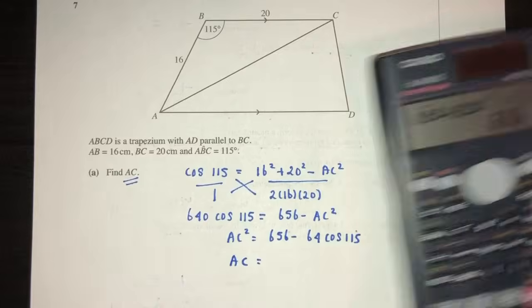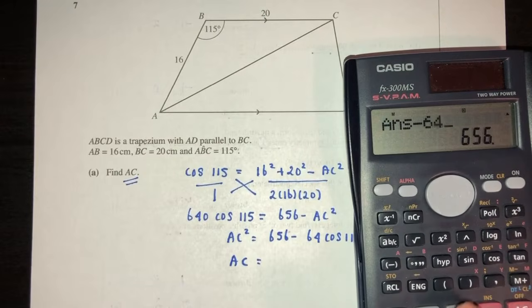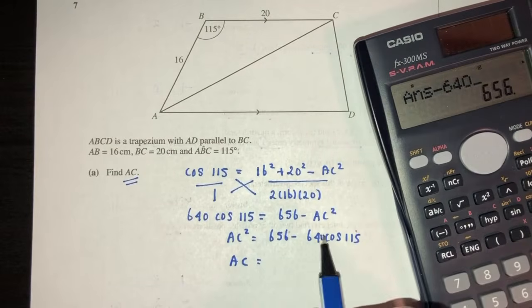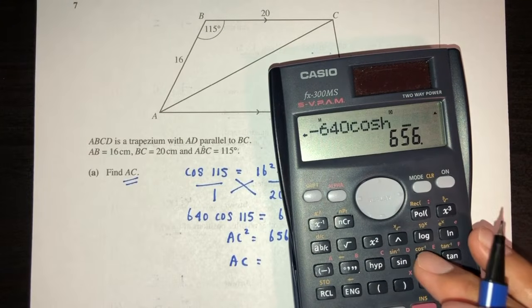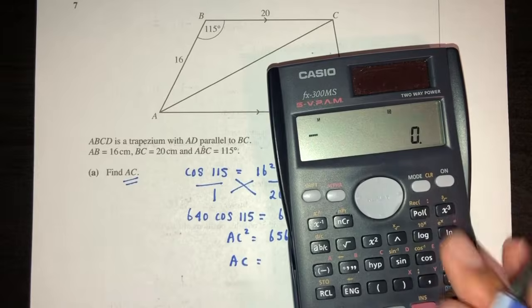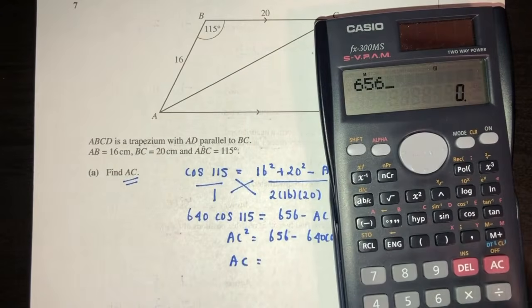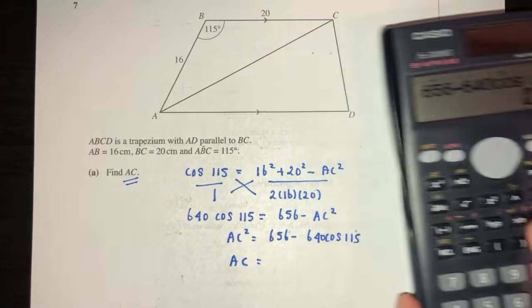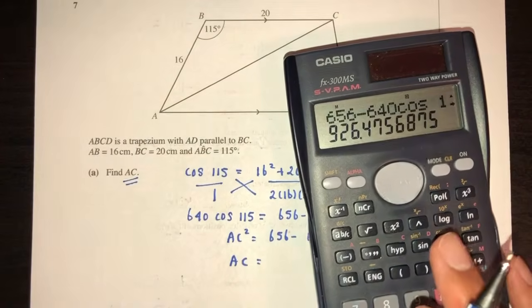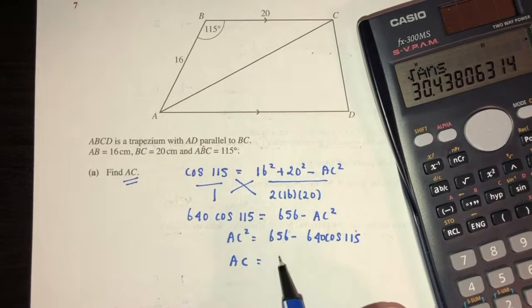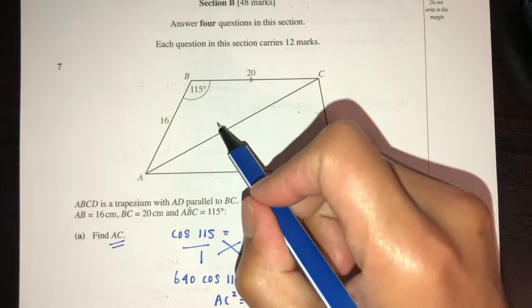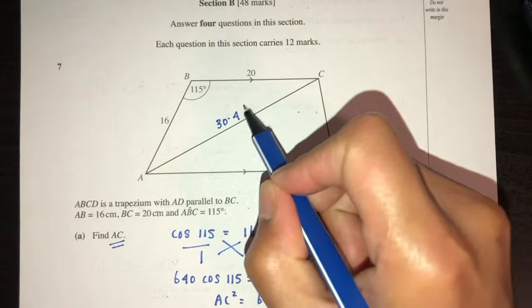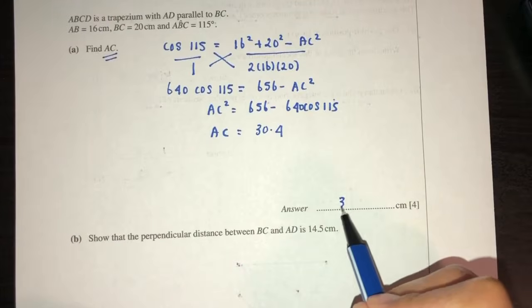Let's find the value. Oh, my bad, 656 minus 640 cos of 115. Square root of that, that will be 30.4 correct to 3 SF. So AC will be 30.4. That will be part A.